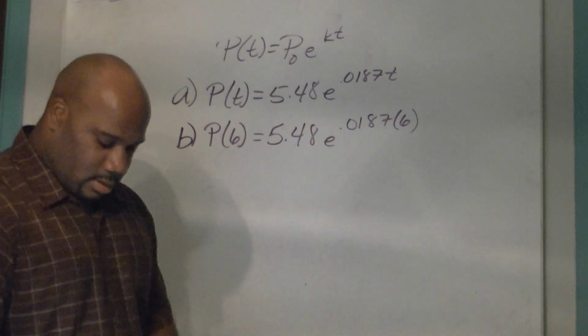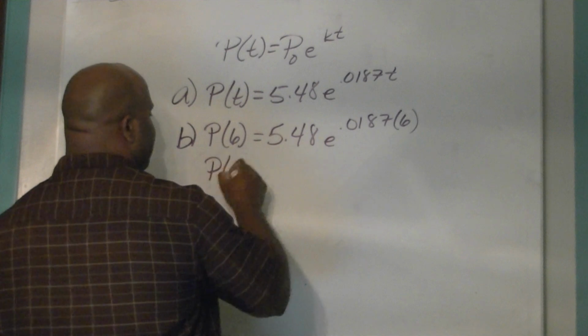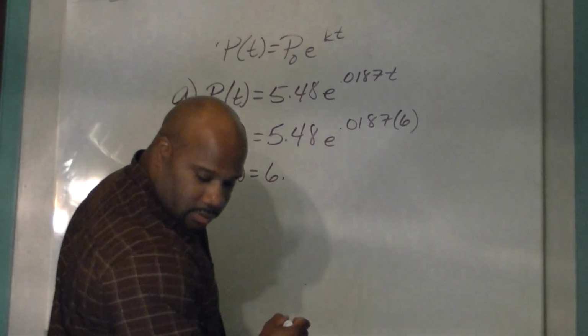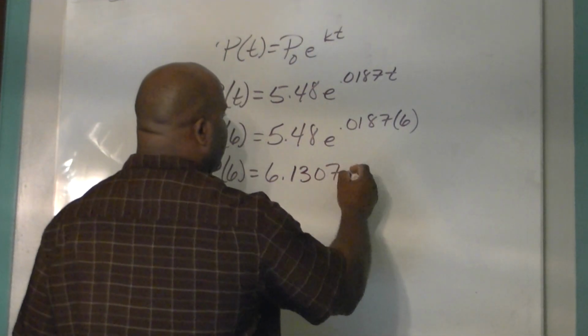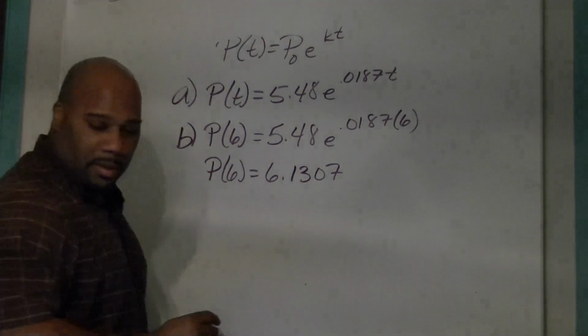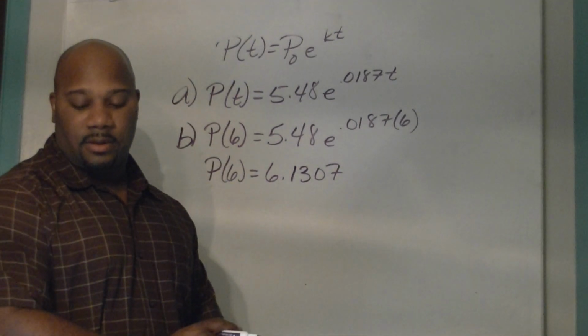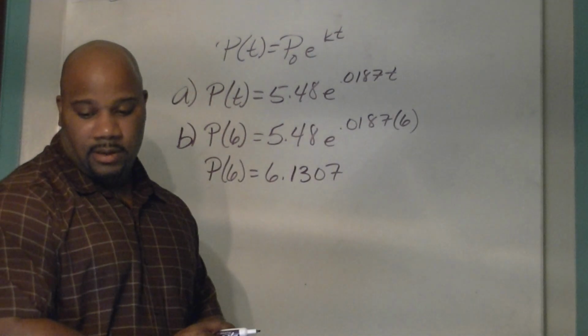And I get P of 6 equals 6.1307. Okay? And remember, this is million. So that is 6.1307 million people in 2018.